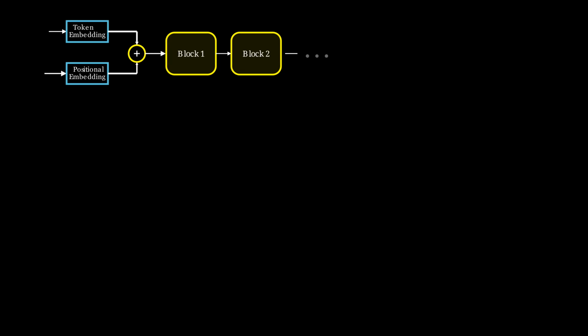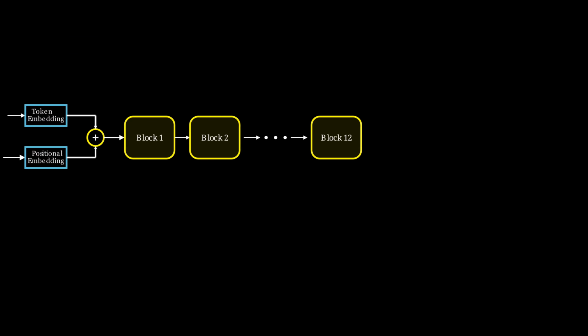Now we just stack many of these blocks on top of each other. The output of block 1 becomes the input to block 2. Output of block 2, input of block 3, and so on. GPT-2 has 12 of these blocks. This allows the model to understand more and more complex patterns in the text. After the last block, we apply one more layer norm.